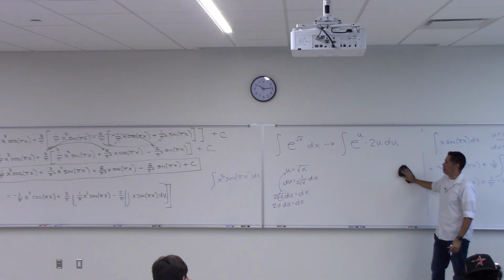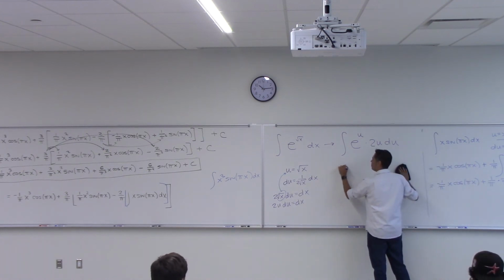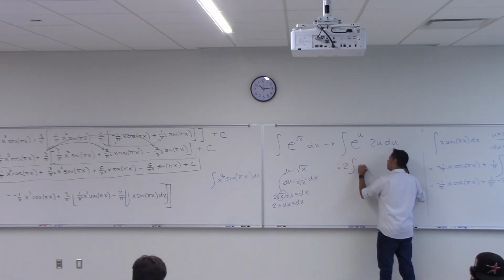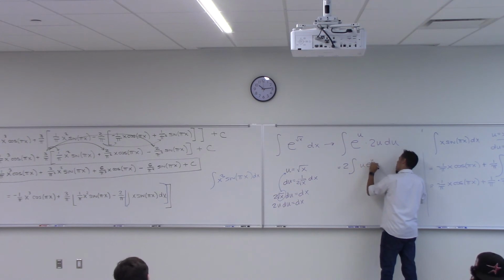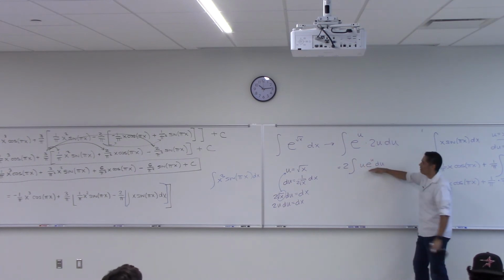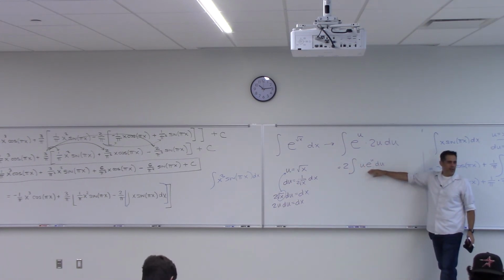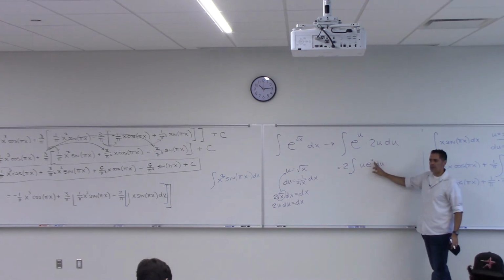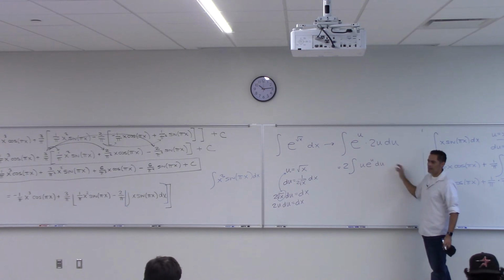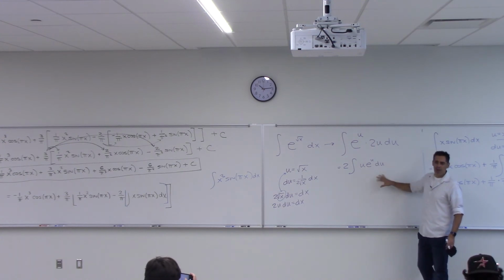Looks like I've lost everybody here. This is 2 integral u e to the u du. And this integral right here, we did earlier. Didn't we do x e to the x? We did that earlier with integration by parts. We would have to do that. I'm not going to finish the problem. We'll come back and we'll do this.